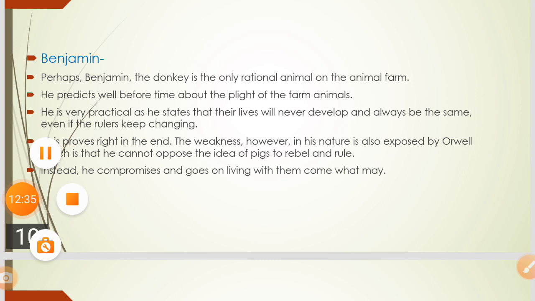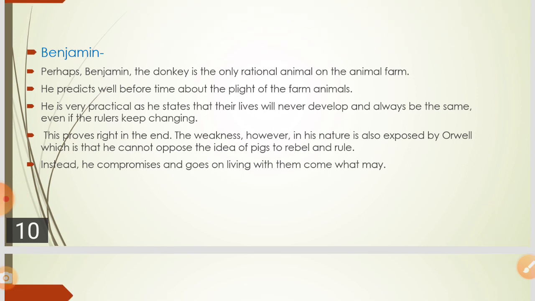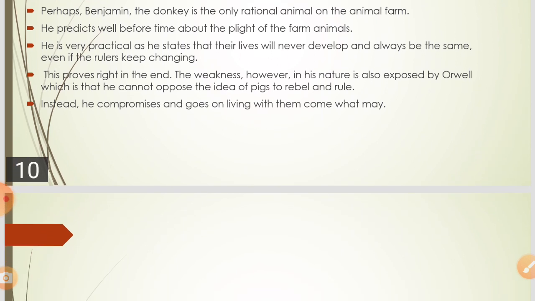And next is Benjamin. Benjamin is the donkey, the only rational animal on the animal farm. He does not live in imagination. He represents rational thinking. He predicts well before time the plight of the farm animals. Yes, he had a prophetic mind, speaking about the poor condition of the farm. He is very practical as he states that their lives will never develop and will always be the same. You see, he is never changing. He wants to remain a cynic because nothing would come out of it if the rulers keep changing. This proves right in the end.